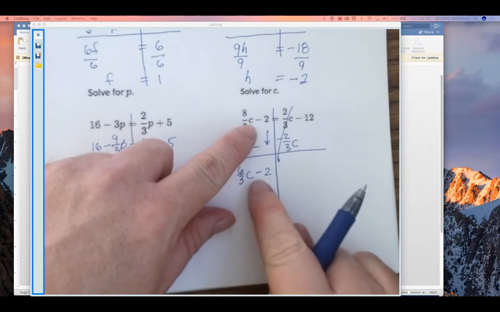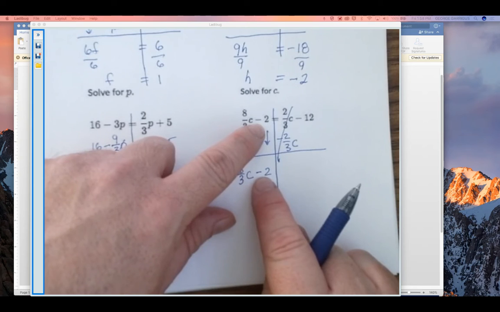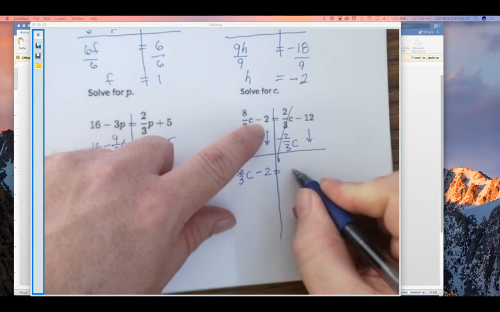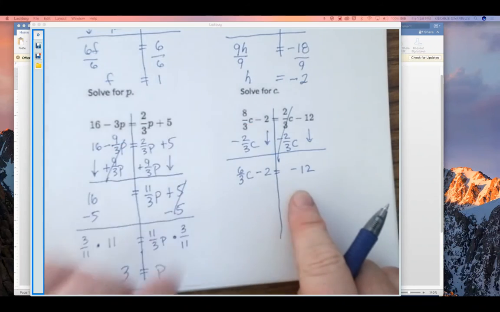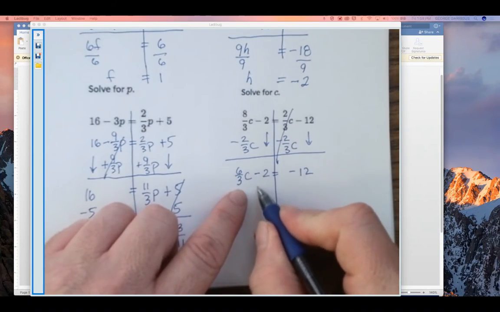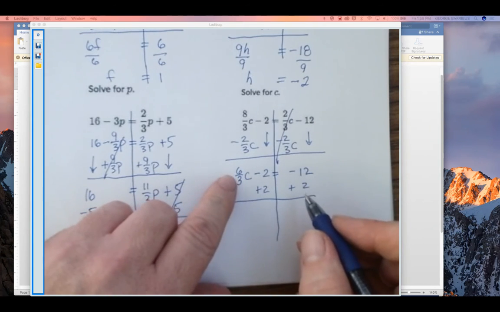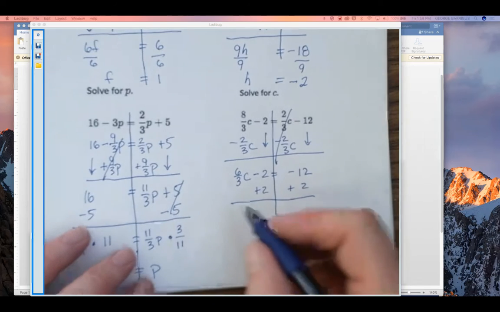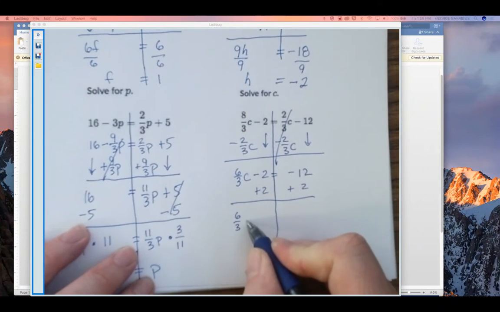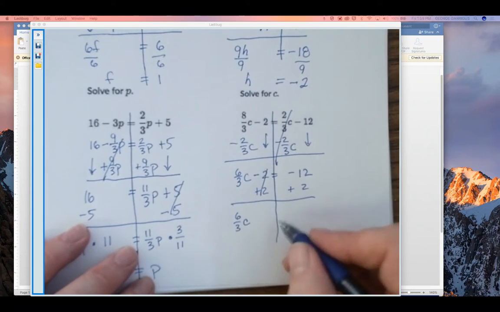See how the sign travels with the term? -2 is the term, so you don't leave that negative sign behind. And -12 remains here on the right. Now I'm trying to get c by itself, so I'm going to add 2 to both sides. You could reduce 6/3 c to 2c if you want. I'll just leave it as 6/3 c. Slash that out.